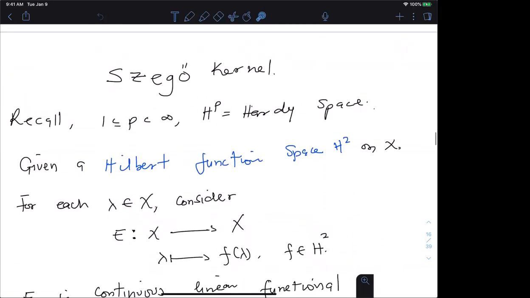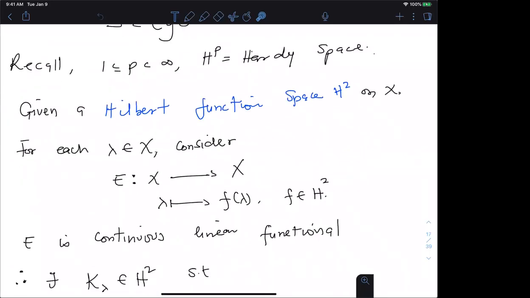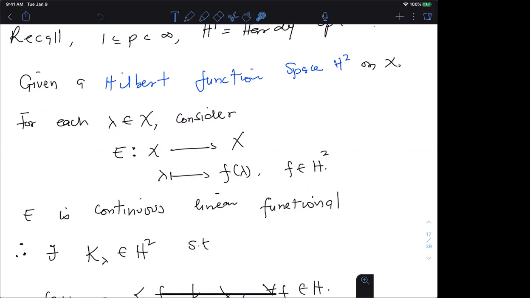One other important tool that we're going to use is the kernel function, the Szegő kernel in particular. So recall that H^p here is the Hardy space. So here let p be equal to 2. Then consider the Hilbert function space H^2 on a set X and the evaluation functional E, such that it sends any element lambda of the set to f(lambda) for f in the function space. Then obviously this evaluation functional is continuous and linear, so we can have an inner product representation of it by the Riesz representation theorem.